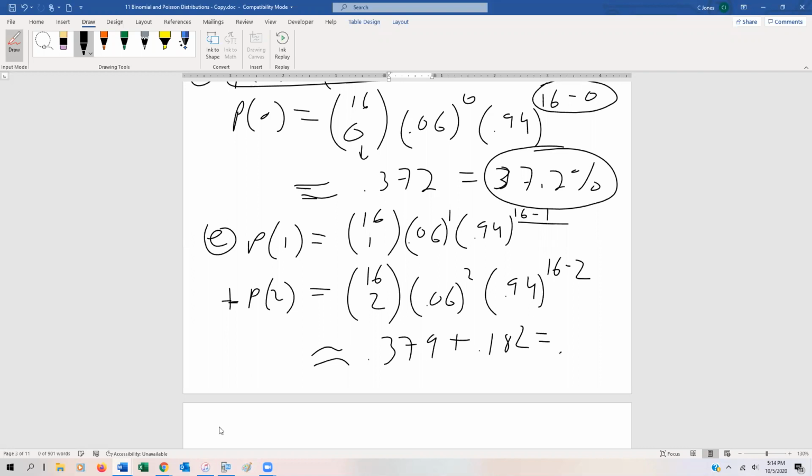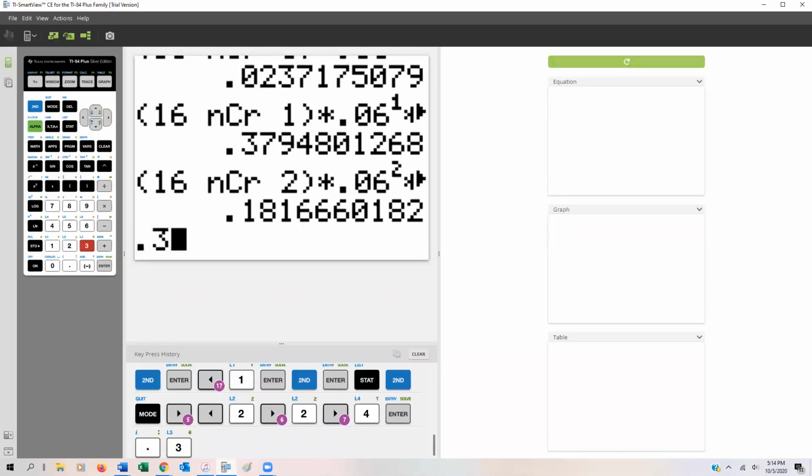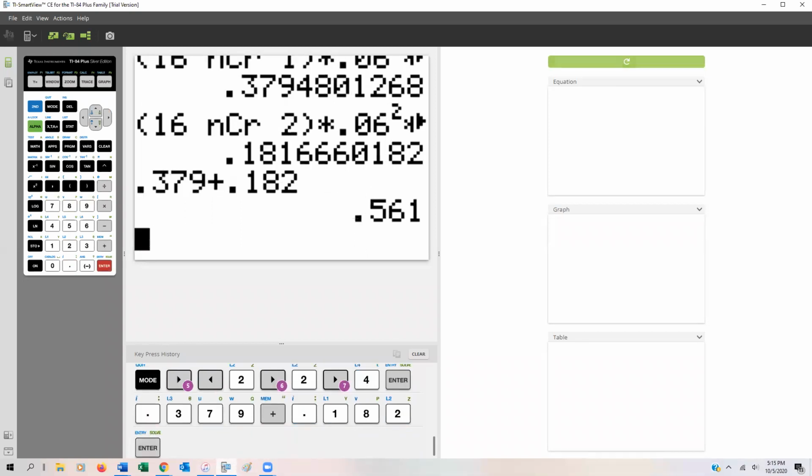All right, if we add those together, that should give us 0.561. But I'll just go ahead and check it in the calculator just to make sure. So we have 0.379 plus 0.182, and that's 0.561 or 56.1%.